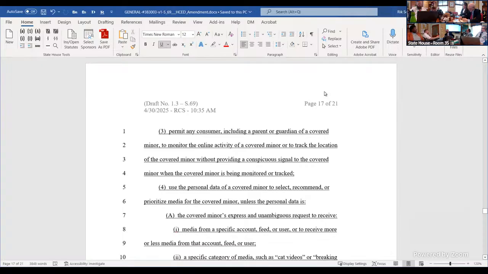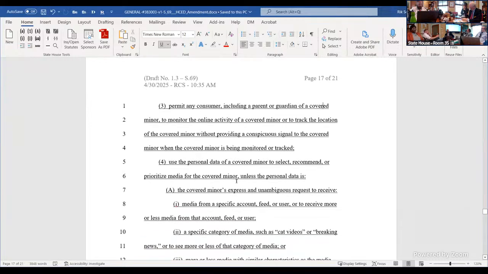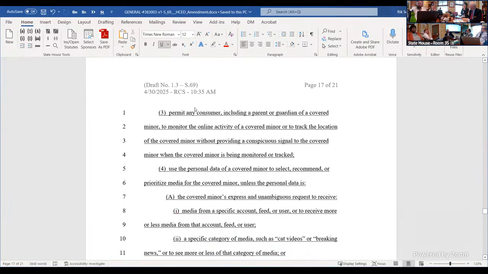Permit any consumer, including a parent or guardian of a covered minor, to monitor the online activity of a covered minor or to track the location of the covered minor without providing a conspicuous signal to the covered minor when the covered minor is being monitored or tracked. I wonder, might be a question for Rep Priestley on this one here, subdivision 3 on page 17. The restriction is on any consumer. It would not restrict out-of-state people. Something I'm not sure if the language is meant to be, because remember, consumer is a Vermont resident, right? Okay. So something to think about if that is what you want it to say, or if you want it to be any individual.